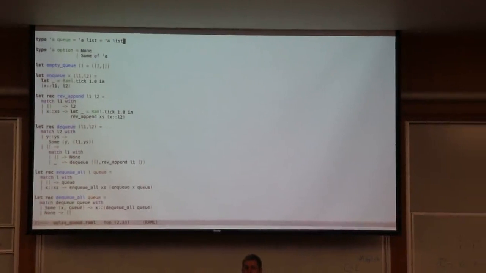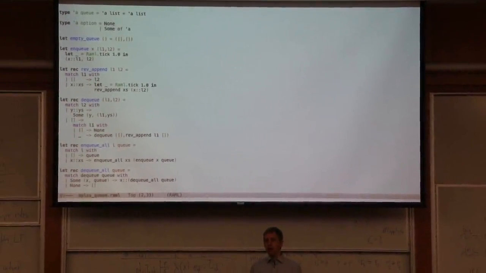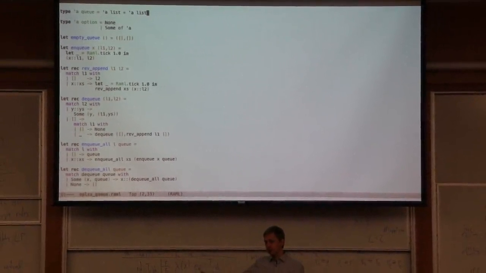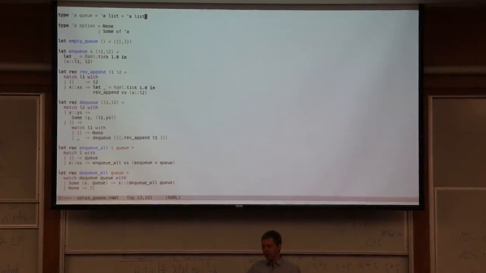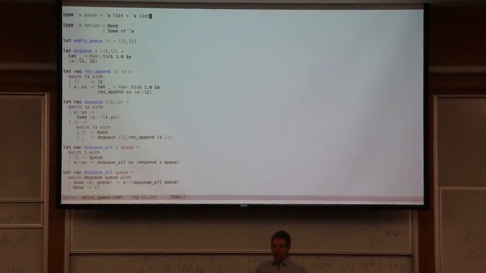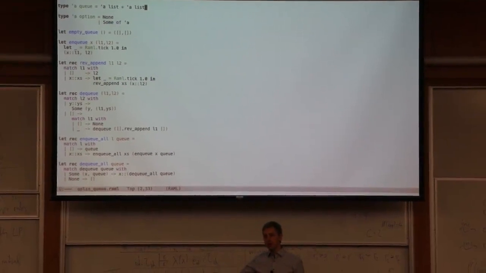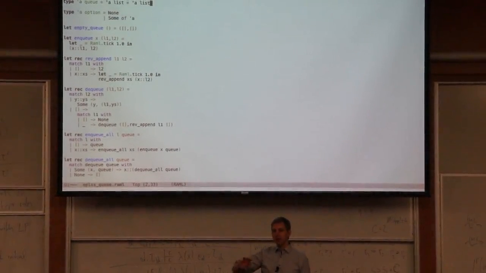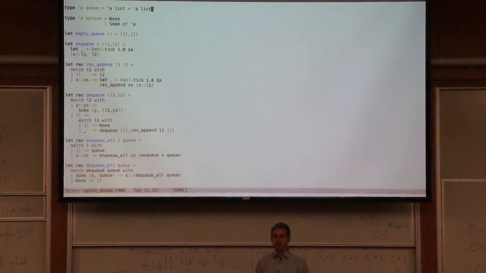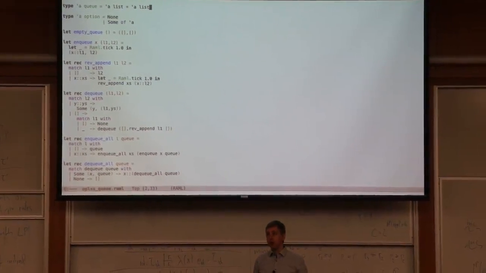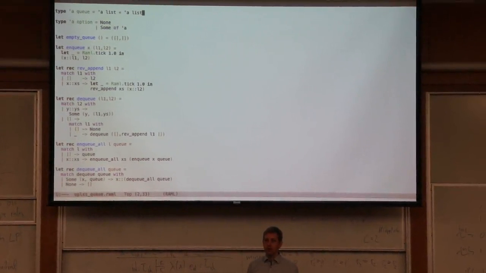So when we enqueue something, we put it into the first list, and when we dequeue something, we take the head of the second list. And if the second list is empty, then we copy the first list over with append reverse, reversing it, so that we get the first-in, first-out behavior that we want from the queue.